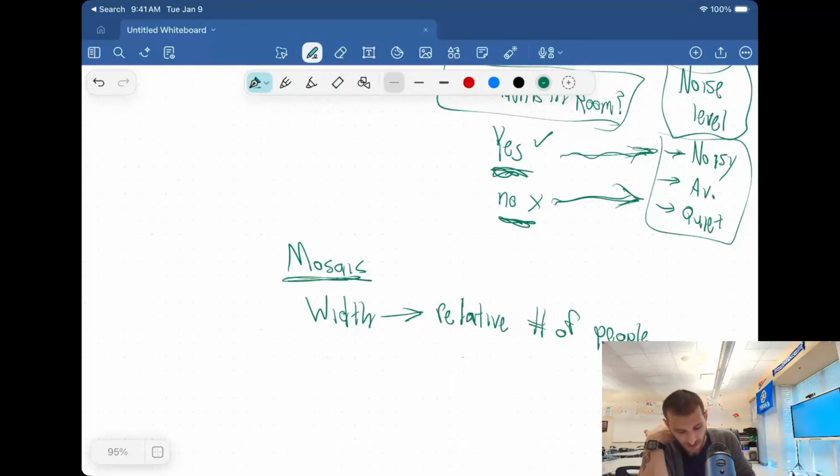Relative number of people surveyed. Cool. So relative number of people surveyed. What do I mean by that? Well, here's what I mean.